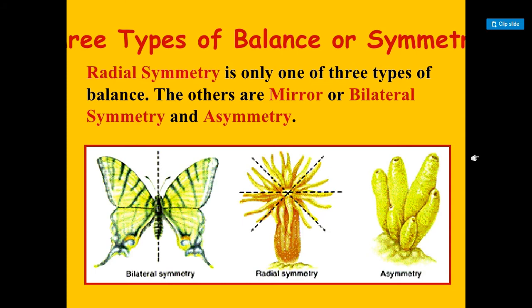There are three types of balance or symmetry, and radial symmetry is only one of those types of balance. The others are bilateral symmetry, which we can see in the example of the butterfly. The vertical line divides the butterfly into two equal parts that would overlap perfectly if they were laid on top of each other or folded in half. We can see radial symmetry in the anemone in the middle picture. The center point is where the arms radiate from. And then the third picture below of the coral has asymmetry, or a lack of symmetry.